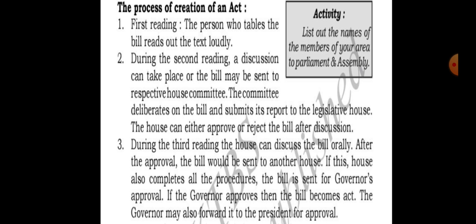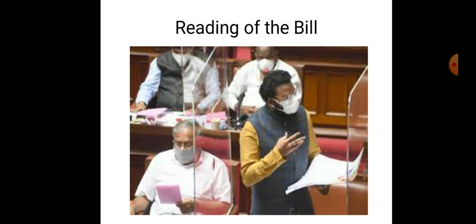Governor cannot force, the governor cannot exercise his power telling that you have to accept my recommendations, because the people who are elected in the Legislative Assembly are directly elected. That is why the voice of the House prevails, and the governor may also forward it to the President for approval. Not all bills, but some bills he can send to the President for approval. As soon as the governor puts the signature, the bill becomes law.